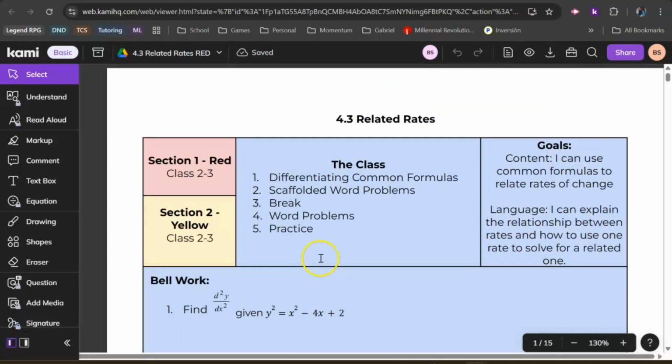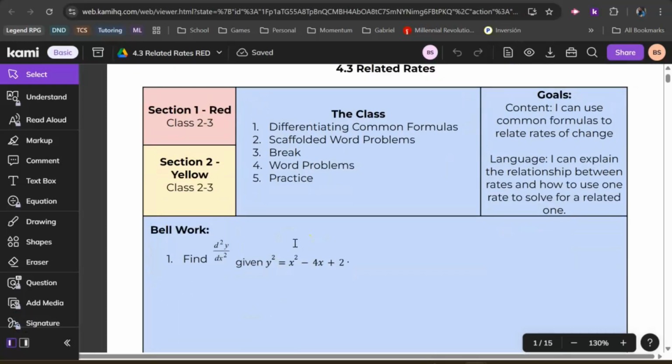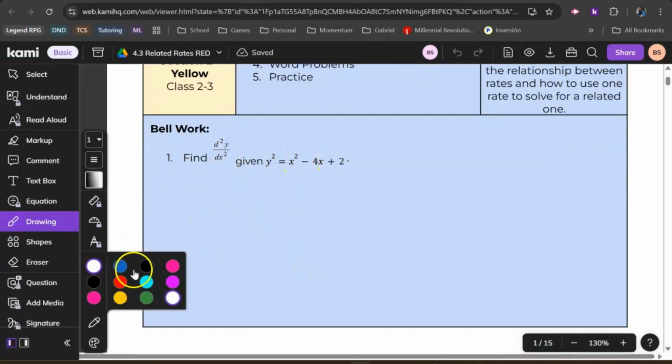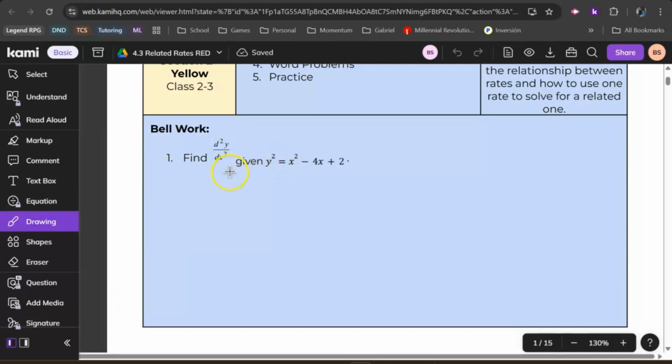All right, guys, so today we're going to look at related rates and begin to figure out how, when we've got multiple derivatives, we can work those together. So before we do that, let's just quickly review how we did a second derivative here in our bell work.